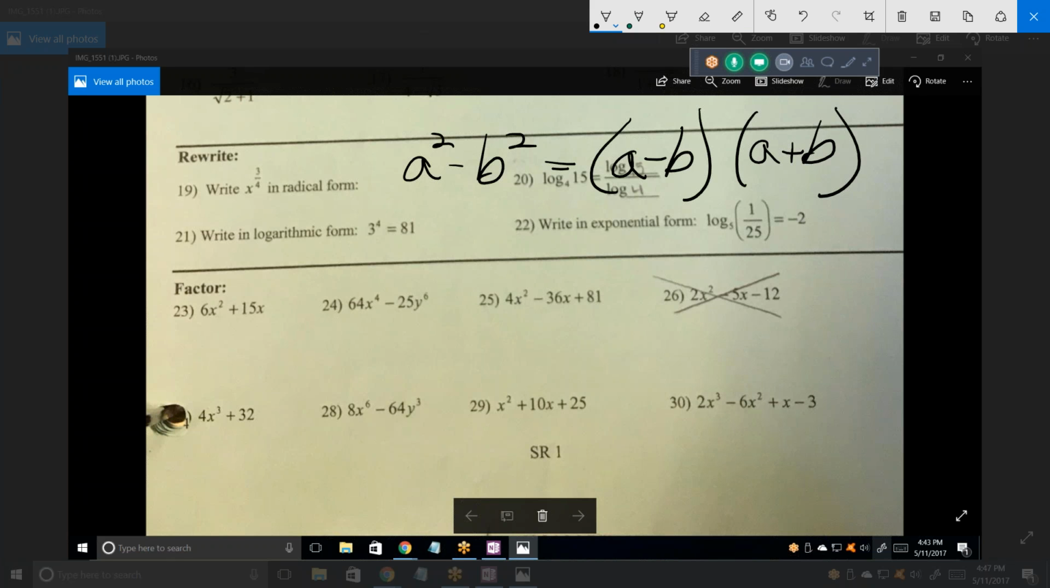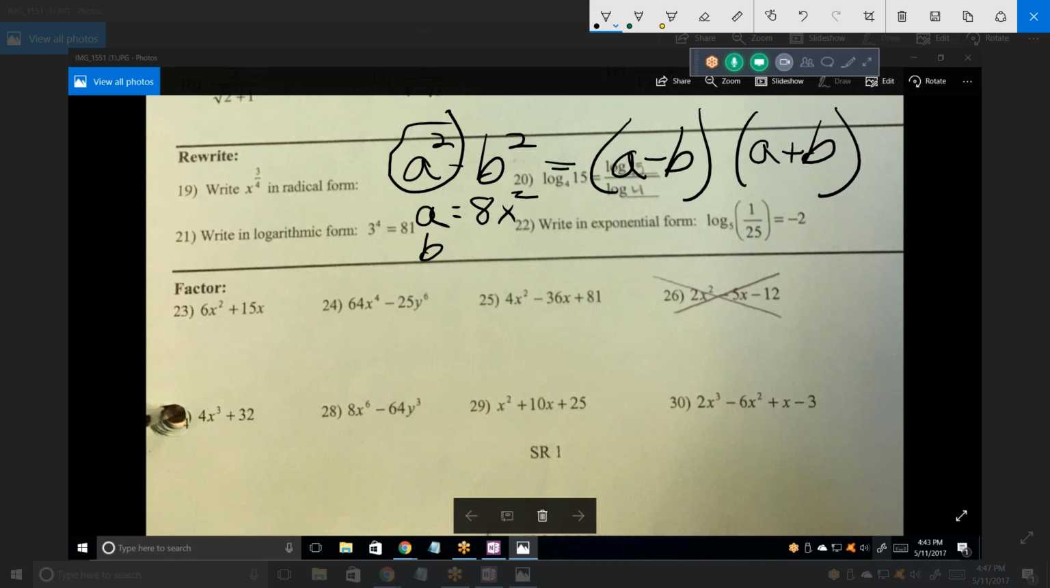We're looking at that. We just have to figure out what a is. Well, notice that a is the square root of the term on the left. So what's the square root of 64x to the fourth? 8x squared. Notice that if you square 8x squared, it's 64 times x to the fourth.